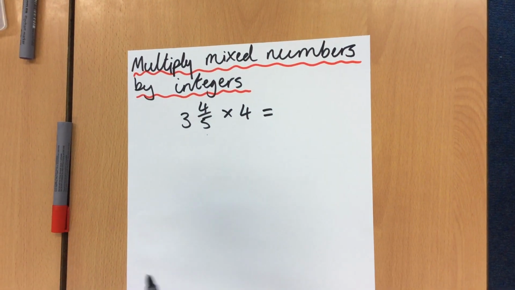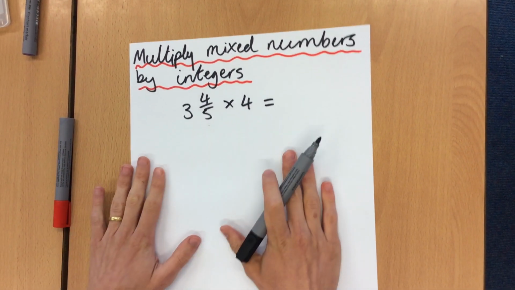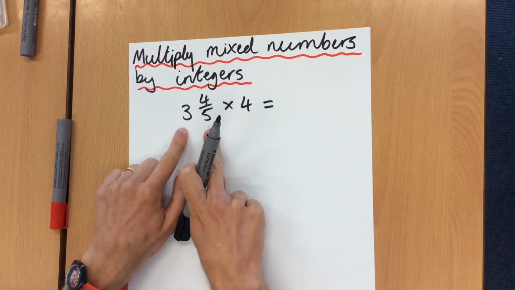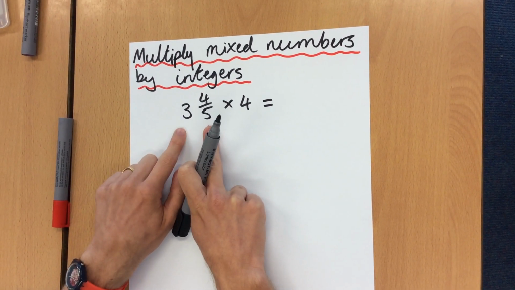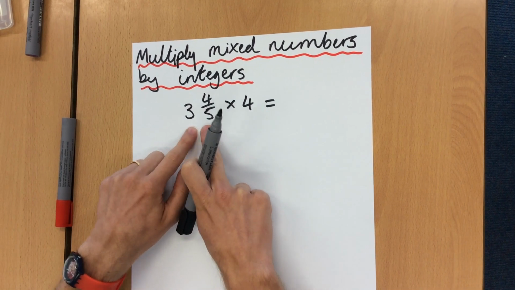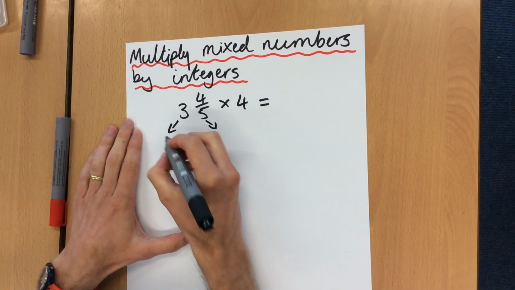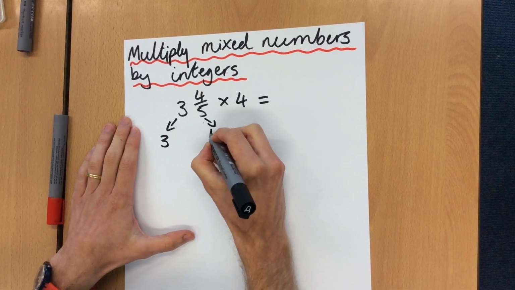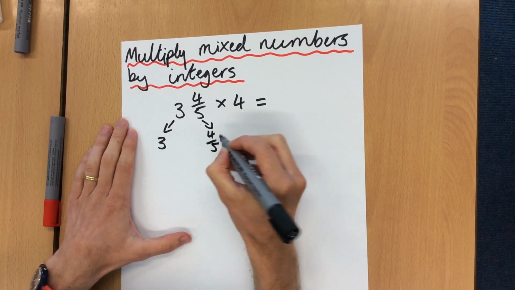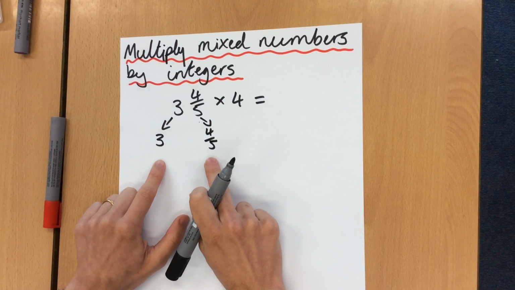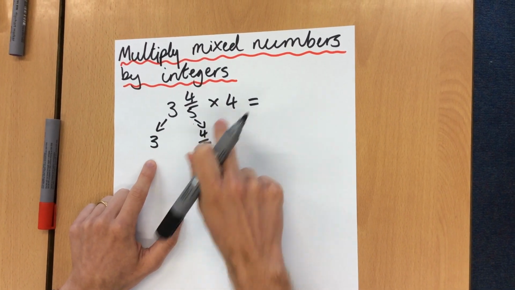The integer here today is going to be 4, it's what we're multiplying by. So step 1 for solving a calculation like this is quite simply to partition our mixed number. Because remember it's mixed because we've got a whole number, an integer and a fraction. We want to separate these for now. So I'm just going to do a little arrow here and a little arrow here. I'm going to have the 3 and I'm going to have 4/5. Now to each of these parts I need to multiply these by 4, okay?